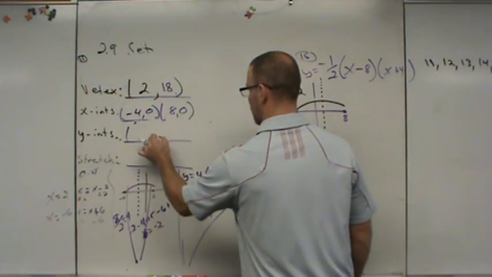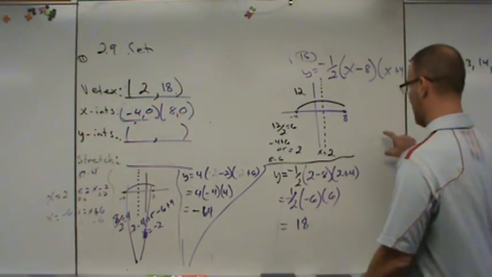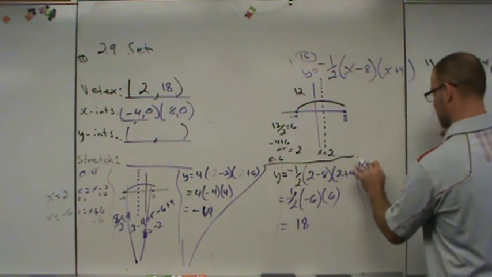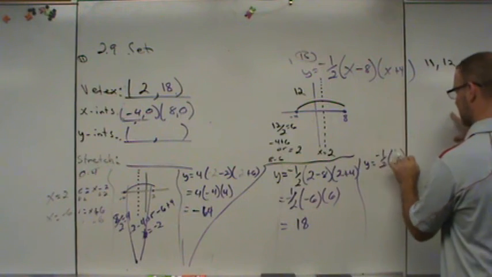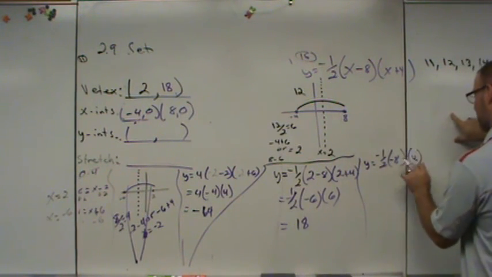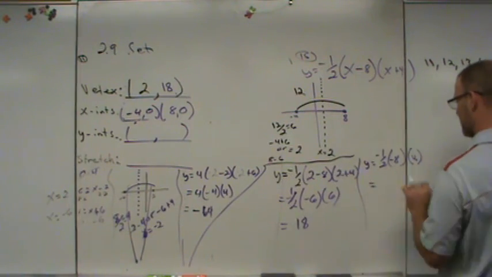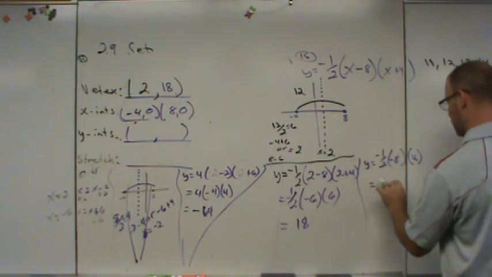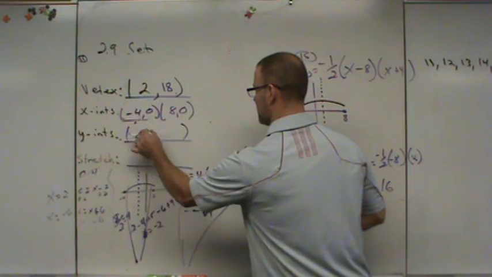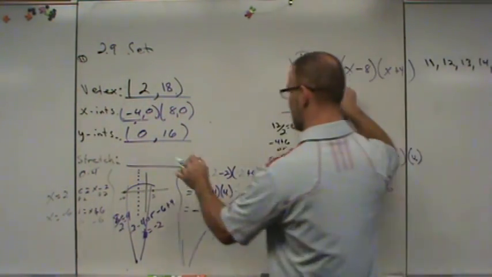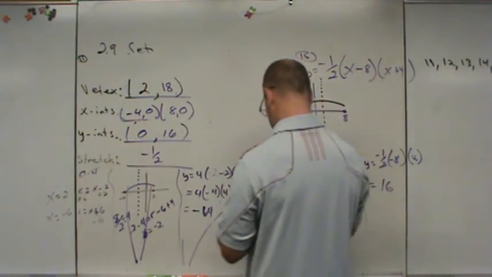Second to last thing I have to do is find my y-intercept, the product of the last two factors in a. So y equals negative 1/2 times negative 8 times positive 4. Negative times negative is positive, times a positive is positive. Half of 8 is 4, 4 times 4 is 16. So 0 and 16. And lastly, my stretch, negative 1/2.